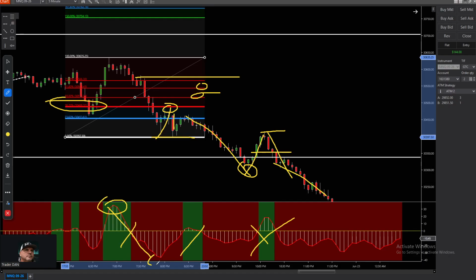A, B, C, D. This went lower than this. This went lower. This was the lowest. So this was the lowest. This is a divergent move. It comes down fast. Price comes back. Price comes back.